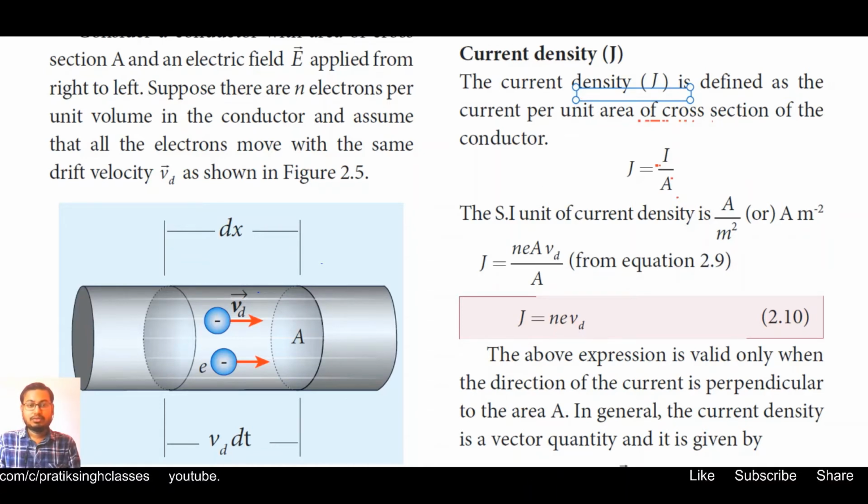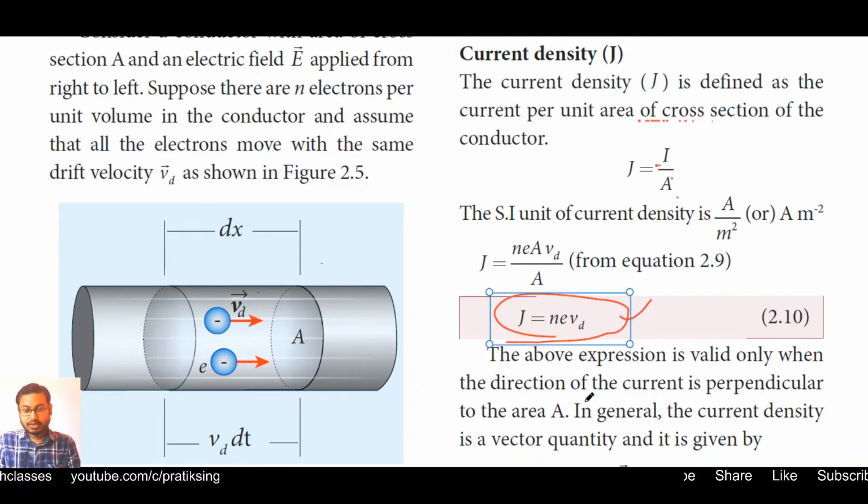Okay, so what are the things given here? You have to keep in mind which notation means what term. Like what is the meaning of n, e and vd? The above expression is valid only when the direction of current is perpendicular to the area. Okay, what does that mean?